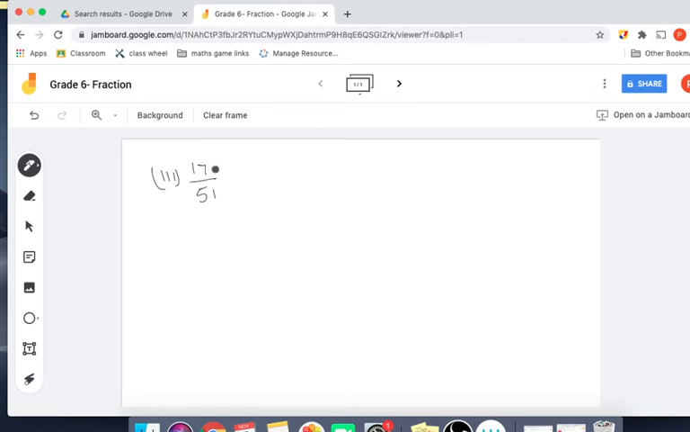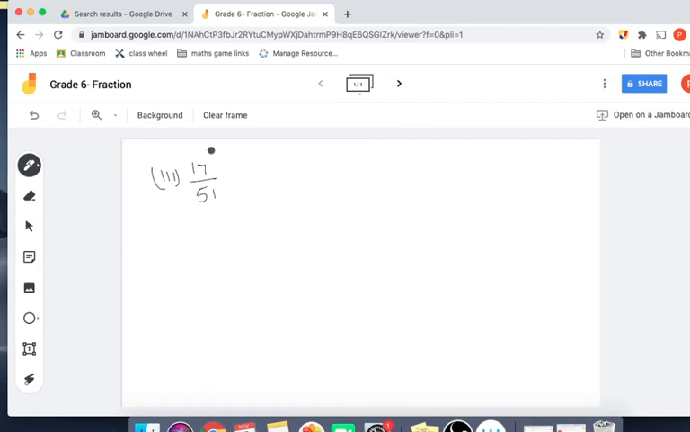You cannot divide 17 with any other number because 17 is a prime number. I hope you remember what is the difference between prime and composite number. Prime numbers are something in which there are only two factors, number 1 and number itself. So you cannot find any other factor of number 17.